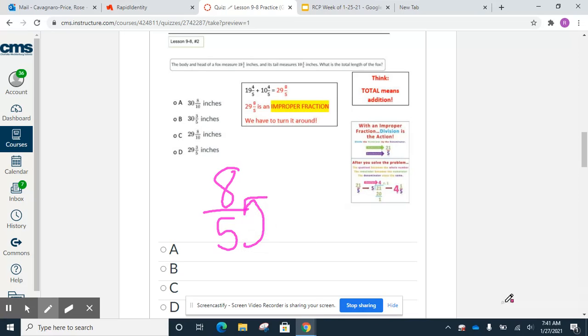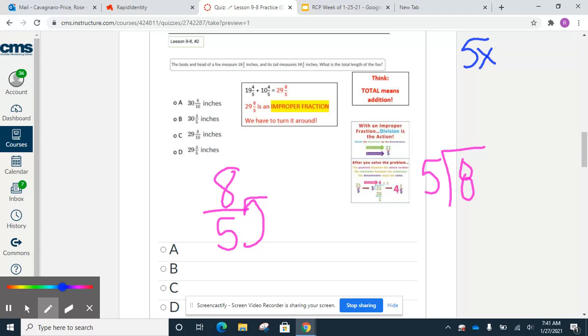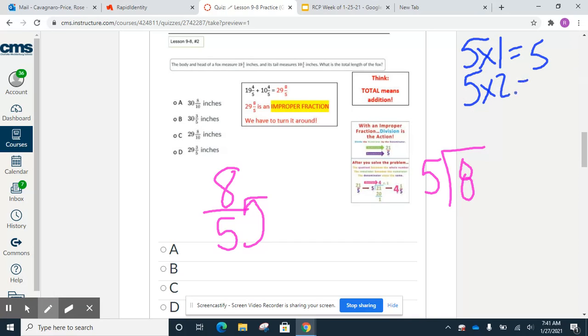So we need to use division. So we are going to put 5 into 8, and we have to see how many times 5 goes into 8. Well, let's write our facts out. 5 times 1 is 5. 5 times 2 is 10. Well, 10 is greater than 8, so we know that can't work. So it looks like 1 is going to be the most amount of times that 5 can go into 8.